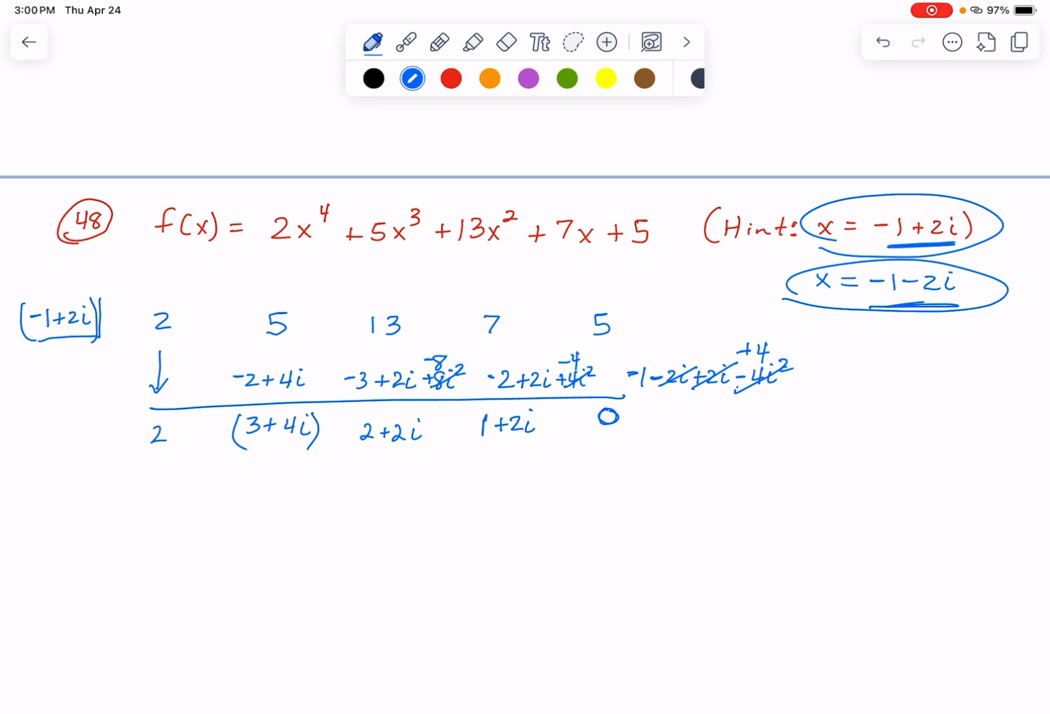Let's see here. 2. Looks right. It was the third step that we messed up last time. It was this one right here. On the 7 is when we messed up last time.